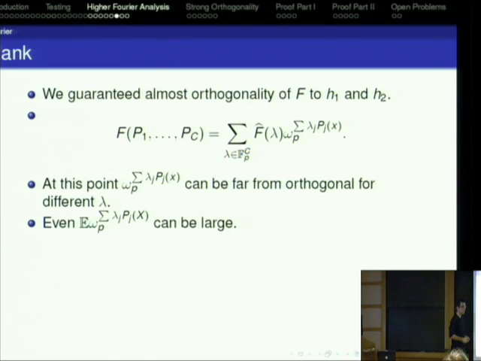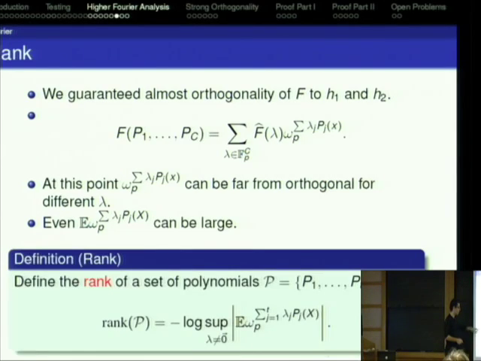So I understand you would like them to be orthogonal to each other, but why do you want the average to be large? To be small. I want it to be almost zero. It's like a character. Yeah. Small. Yeah. So the way to fix this is through this notion of rank.